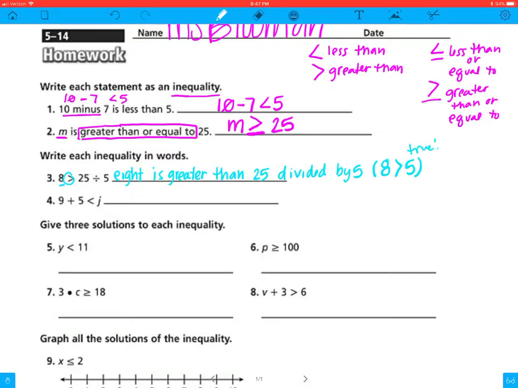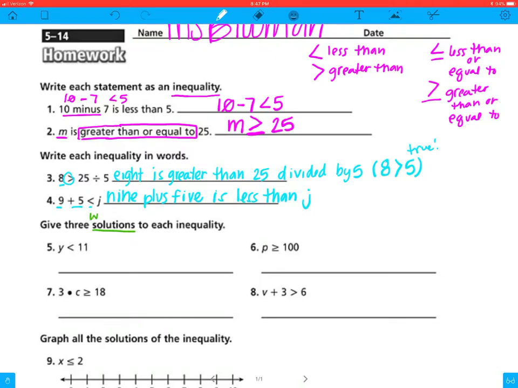Good job. Number 4, 9 plus 5 is less than j. So when we write this out, we could do 9 plus 5. I could say the sum of 9 and 5, but I will just say 9 plus 5 is less than j. If you flip the symbol, or if you write the symbol incorrectly, you could change the complete meaning of that inequality. So it's super important that you attend to precision.